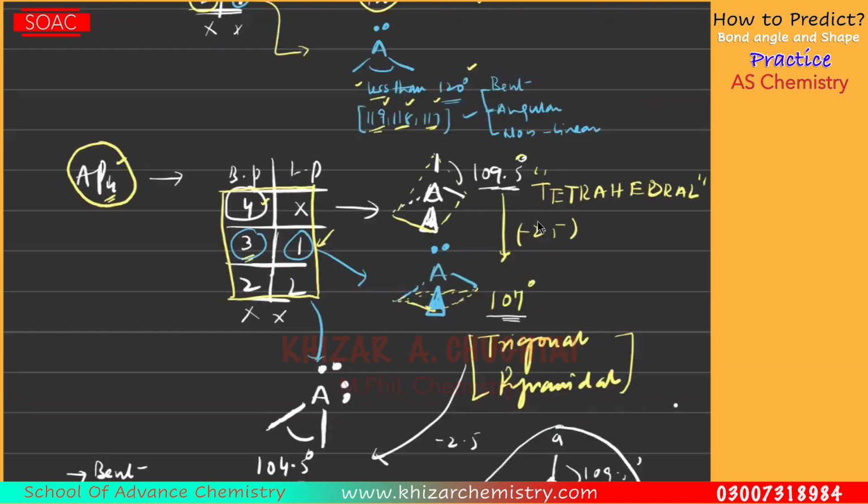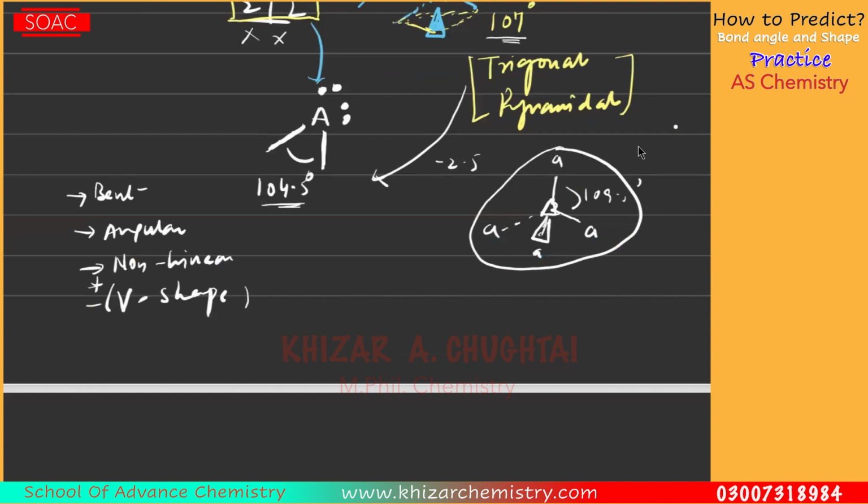The next thing is 2 lone pairs and 2 bond pairs. The bond angle is further decreased by 2.5 degree, and the smallest bond to bond angle is 104.5 degree. In this case, the molecule may be bent, may be angular, may be non-linear, and spatially we can call it V shape, victory shape basically.